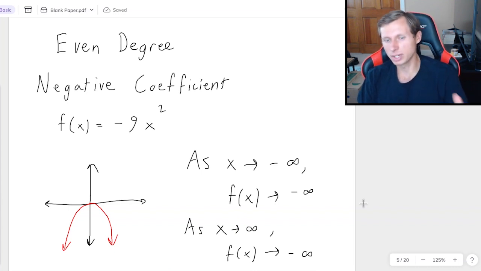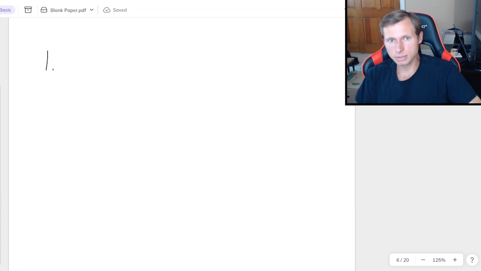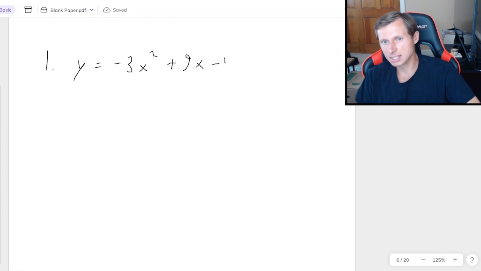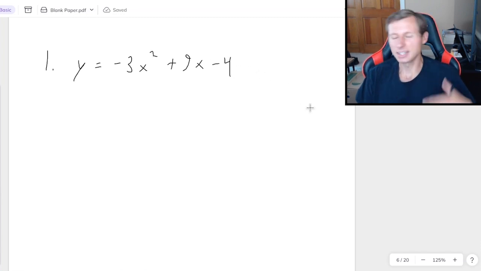And now we're just going to look at some example problems where you're going to be telling me the end behavior just based on the function, no graph necessary. So here's the first one. We have y equals negative 3x squared plus 9x minus 4. Go ahead, give this a try on your own, and when you're ready to see the answer, unpause the video.